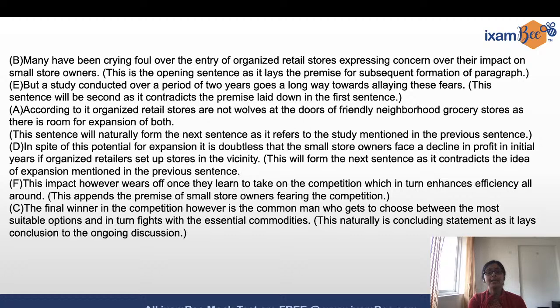A is basically expanding, telling you more about the study. It refers to the study mentioned in the previous sentence. D is again setting up a contrast. It's contradicting the idea. F is telling you more about the premise. F is telling you, yes, there can be a decline in profit. Yes, we are worried, but things might look better if all of us accept competition in the right spirit. And the C, the last sentence, is drawing a conclusion to the ongoing discussion.